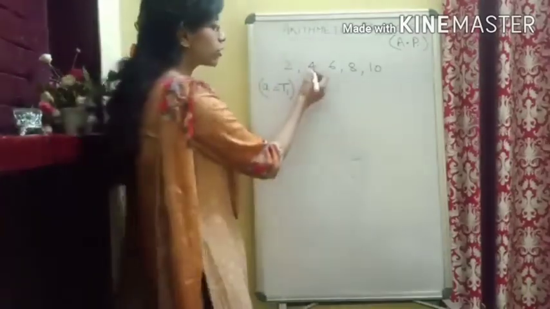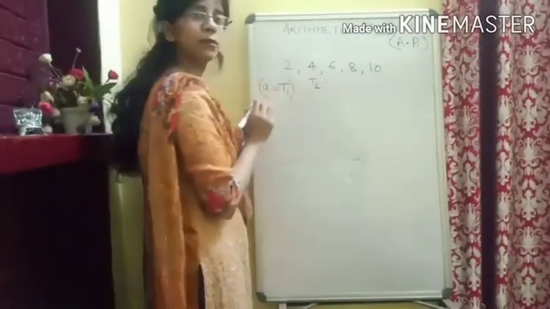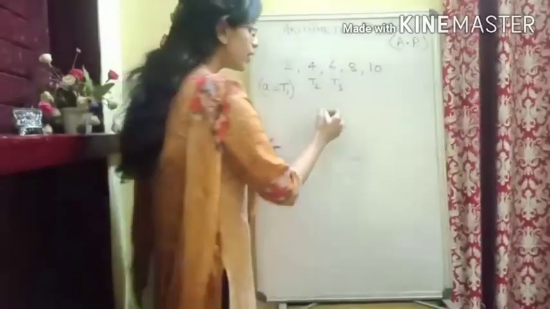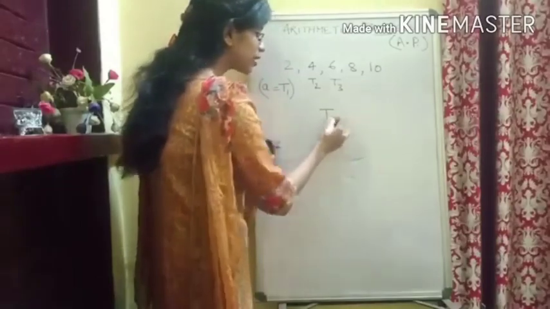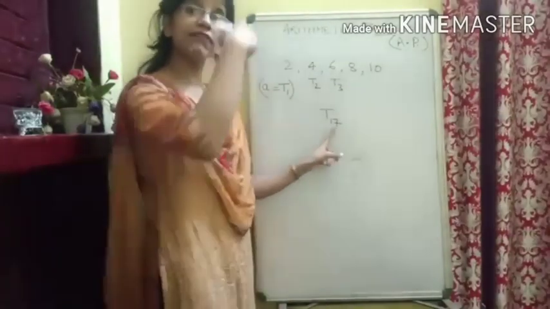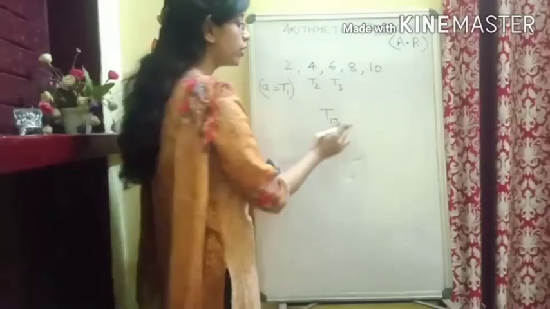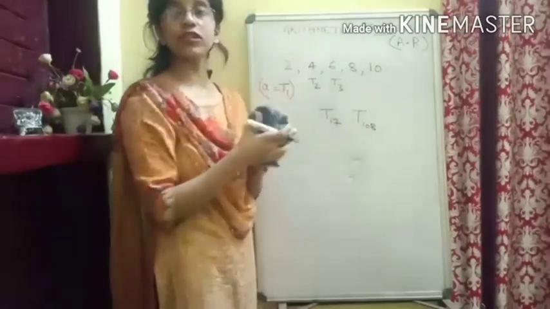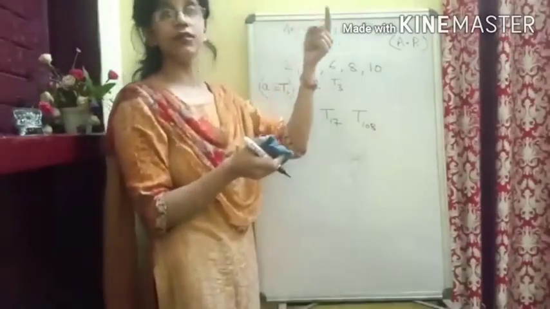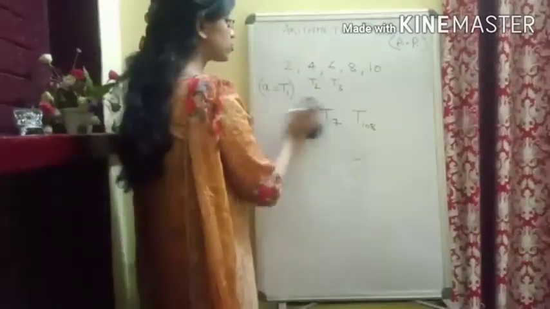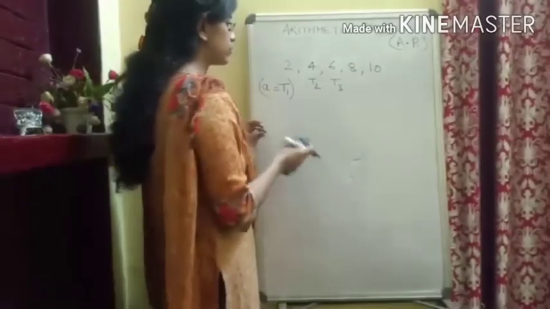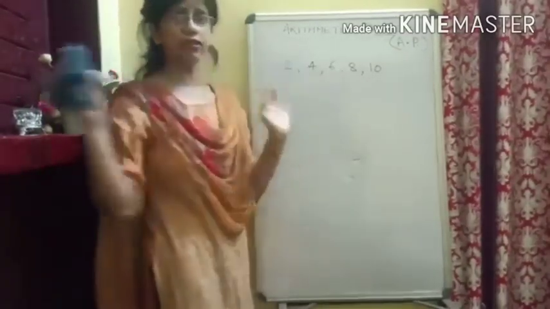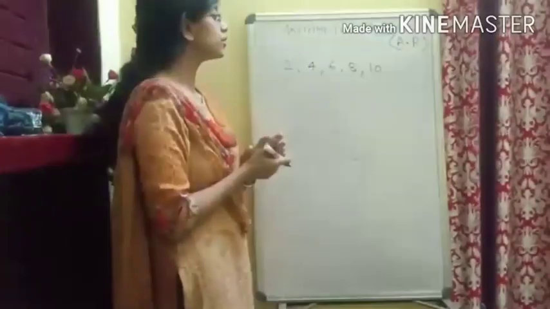Okay. Now what is the second member? We will denote it by T2, and likewise we denote T3, T4 and T5. If I write T17, which term am I talking about? The 17th term. If I write T108, which term of the sequence am I talking about? The 108th term. So this is how we denote the terms. Now let us come to the next thing. So that's how we know that T1, T2, T3 represent the terms.